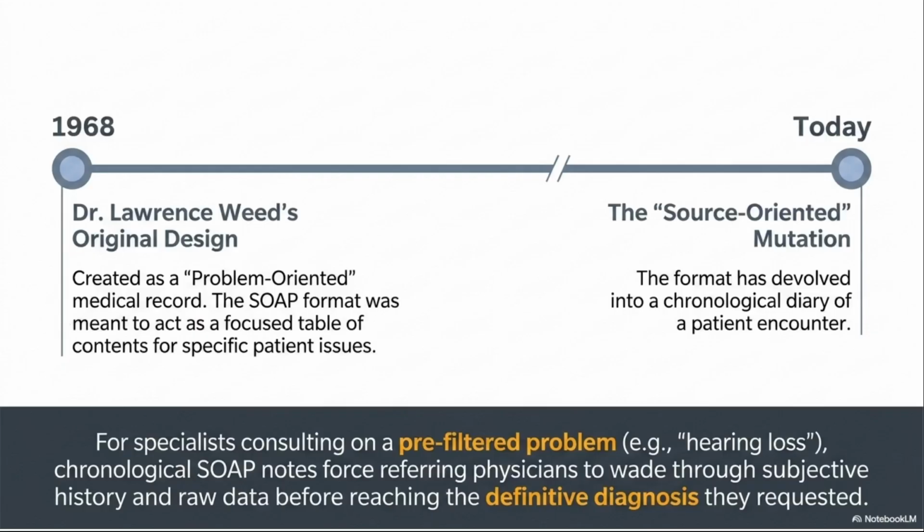The SOAP note format was originally devised for medical reporting in 1968 by Dr. Lawrence Weed. He was brought up in the previous lecture on documentation. Dr. Weed suggested that a medical record should be problem-oriented rather than source-oriented. The SOAP format was originally designed to expand a patient's ever-updating problem list, but today the SOAP note has devolved into a chronological diary used to structure patient encounters rather than supporting a problem list. Chronological SOAP notes force referring physicians to wade through subjective history and raw data before reaching the definitive diagnosis.